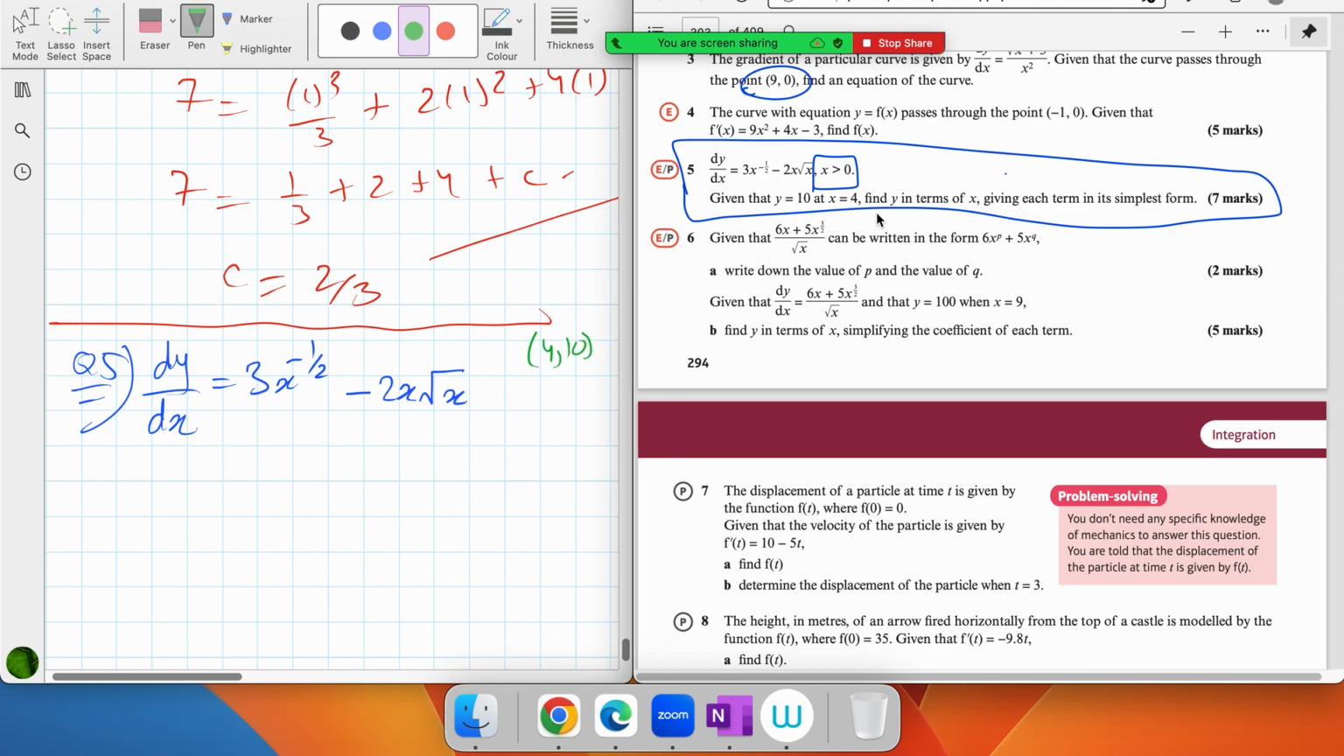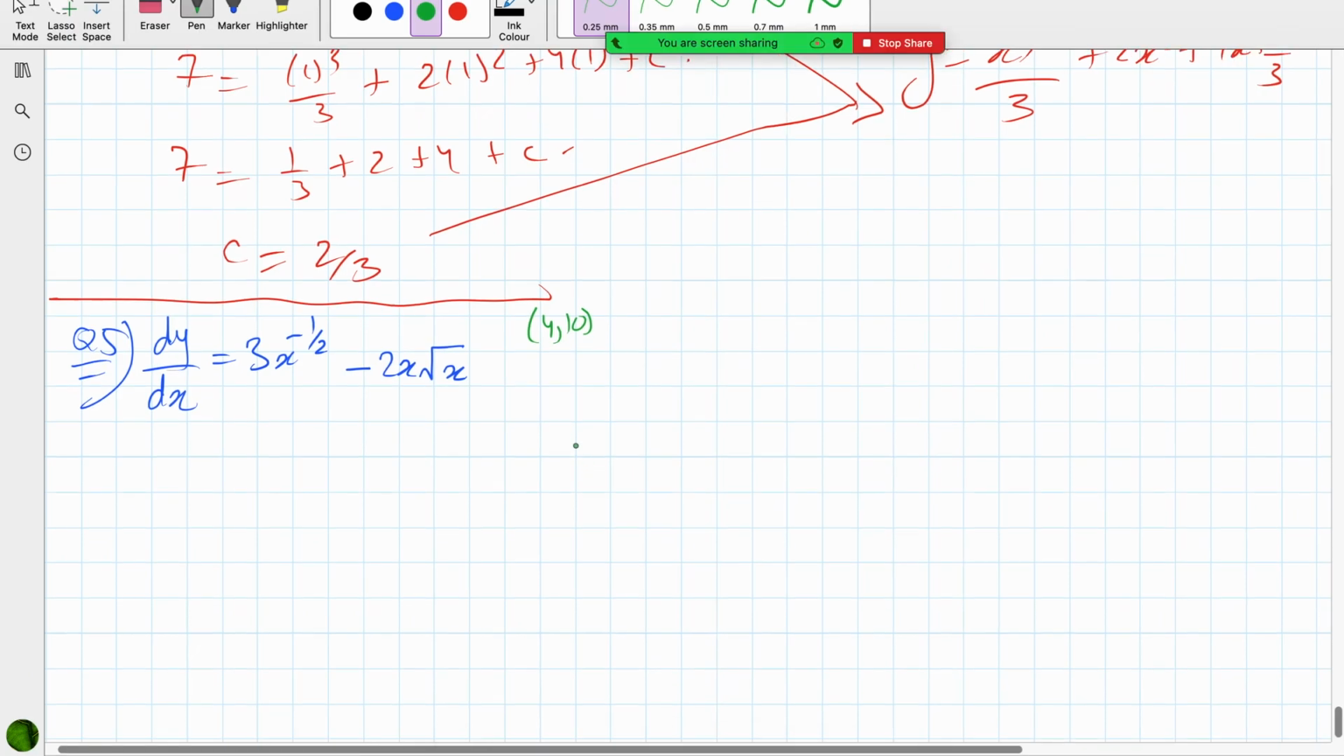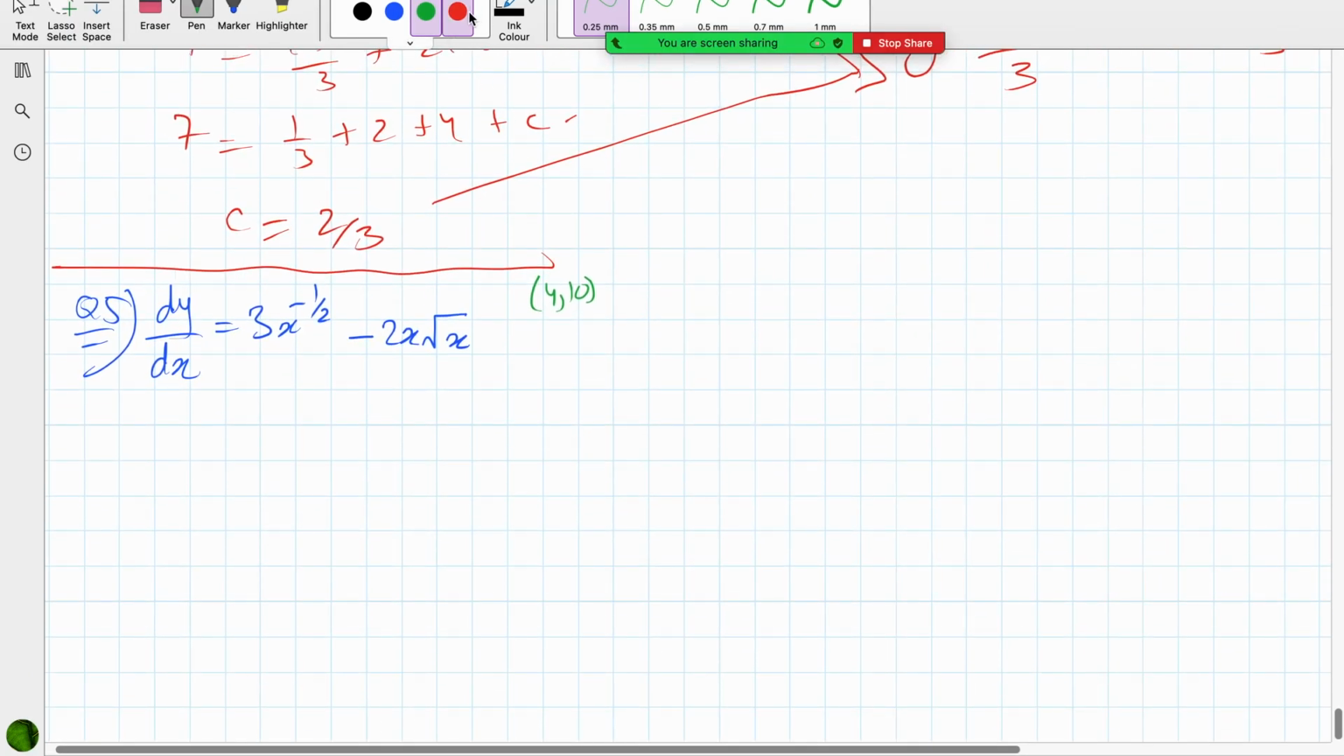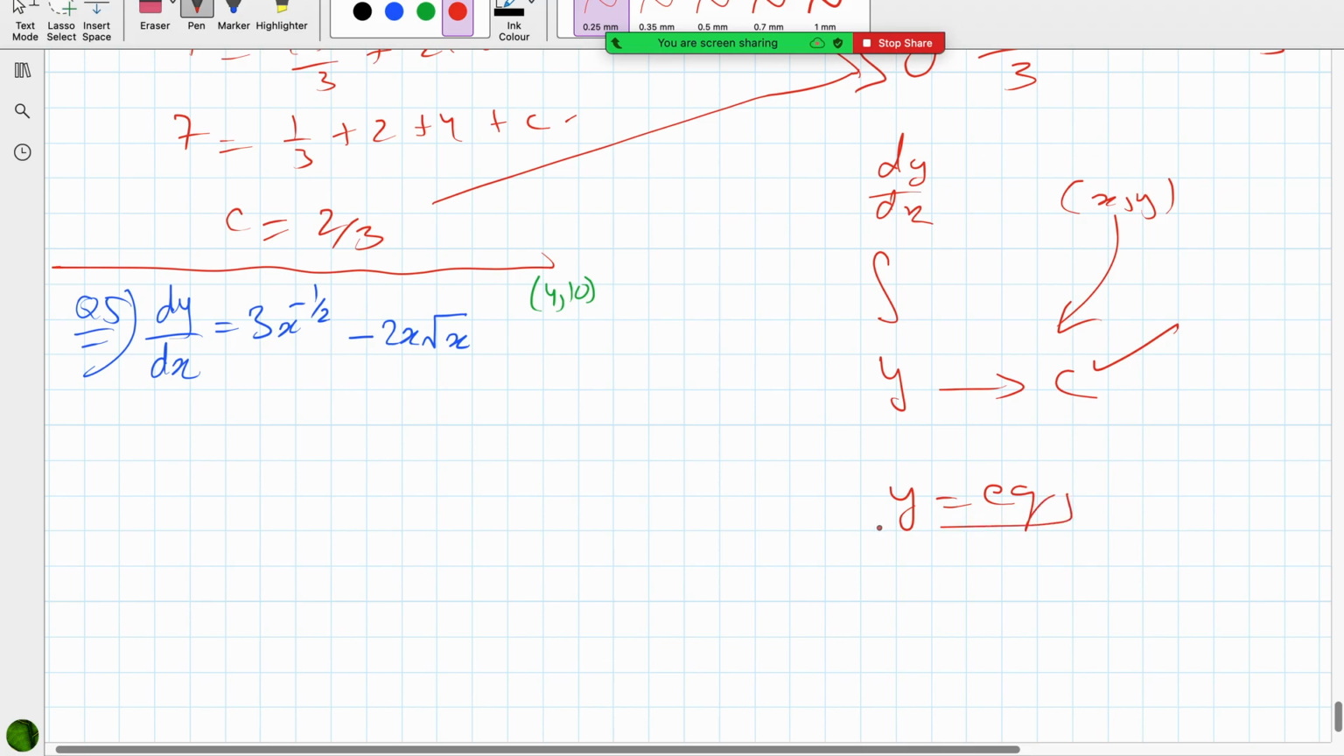And what are we required to do? Find y in terms of x. So it is basically the equation again. So differential is given, we will integrate it. dy by dx is given, we'll integrate to find y, and we'll be having c in it. We'll substitute the given point, find c, and we will state the equation.